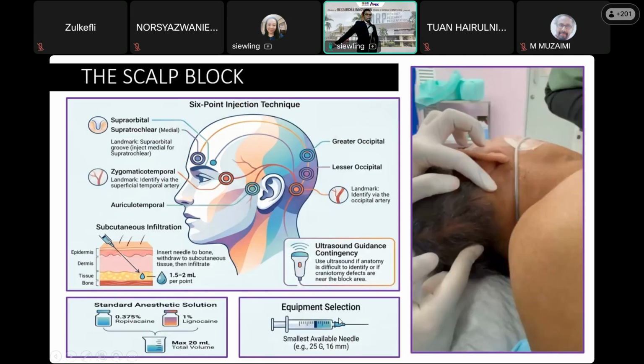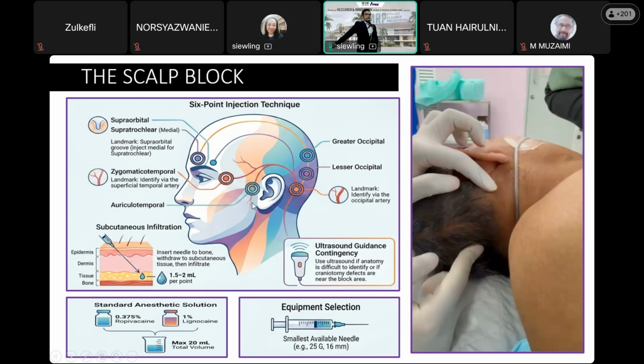We usually use a 6-point scalp block based on the anatomy of the scalp. First, supraorbital and supratrochlear, where the landmark is the supraorbital groove. Then zygomaticotemporal, where we look at the lateral canthus of the eye. And auriculotemporal, where we palpate for the superficial temporal artery for us to give the scalp block.